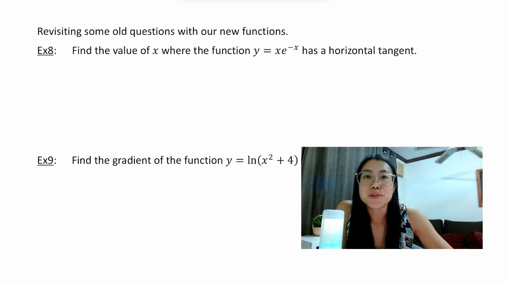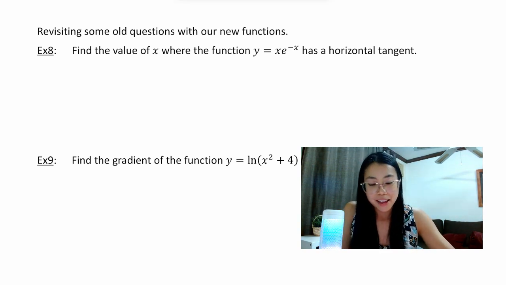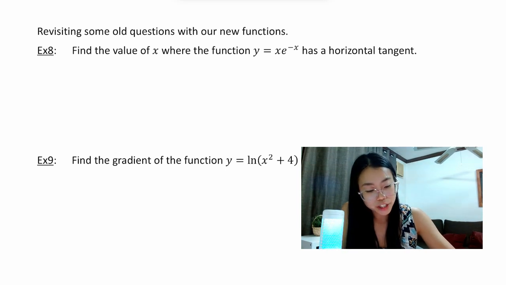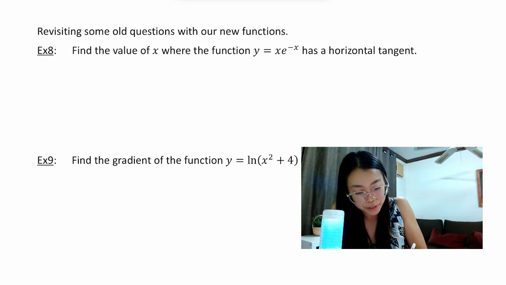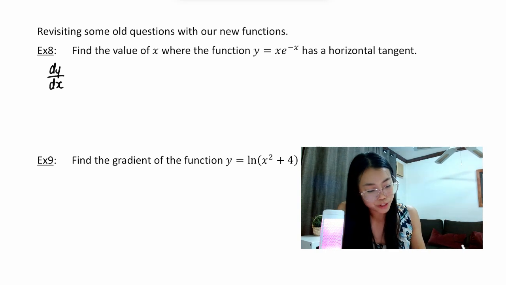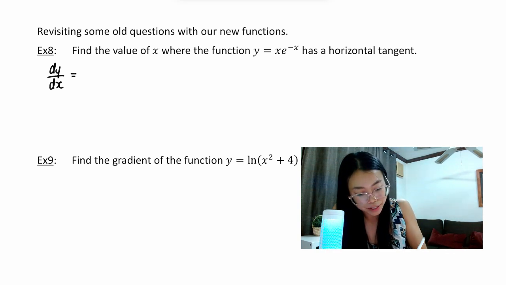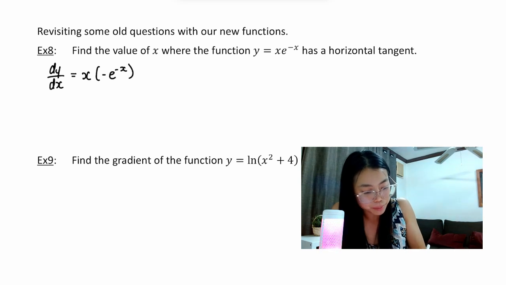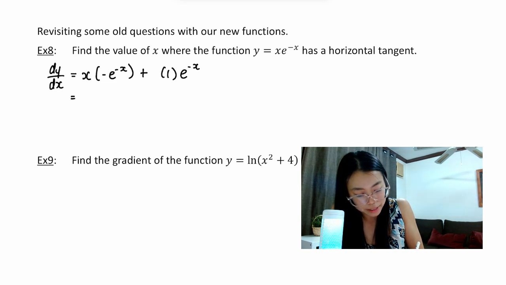All right, it is time to revisit some familiar problems, but this time with new functions. Example 8. Find the value of x where the function y equals x times e to the minus x has a horizontal tangent. So again, let's first find the derivative by applying the product rule. So the derivative of x times e to the minus x is going to be x times minus e to the minus x plus 1 times e to the minus x. That gives us minus x e to the minus x plus e to the minus x.